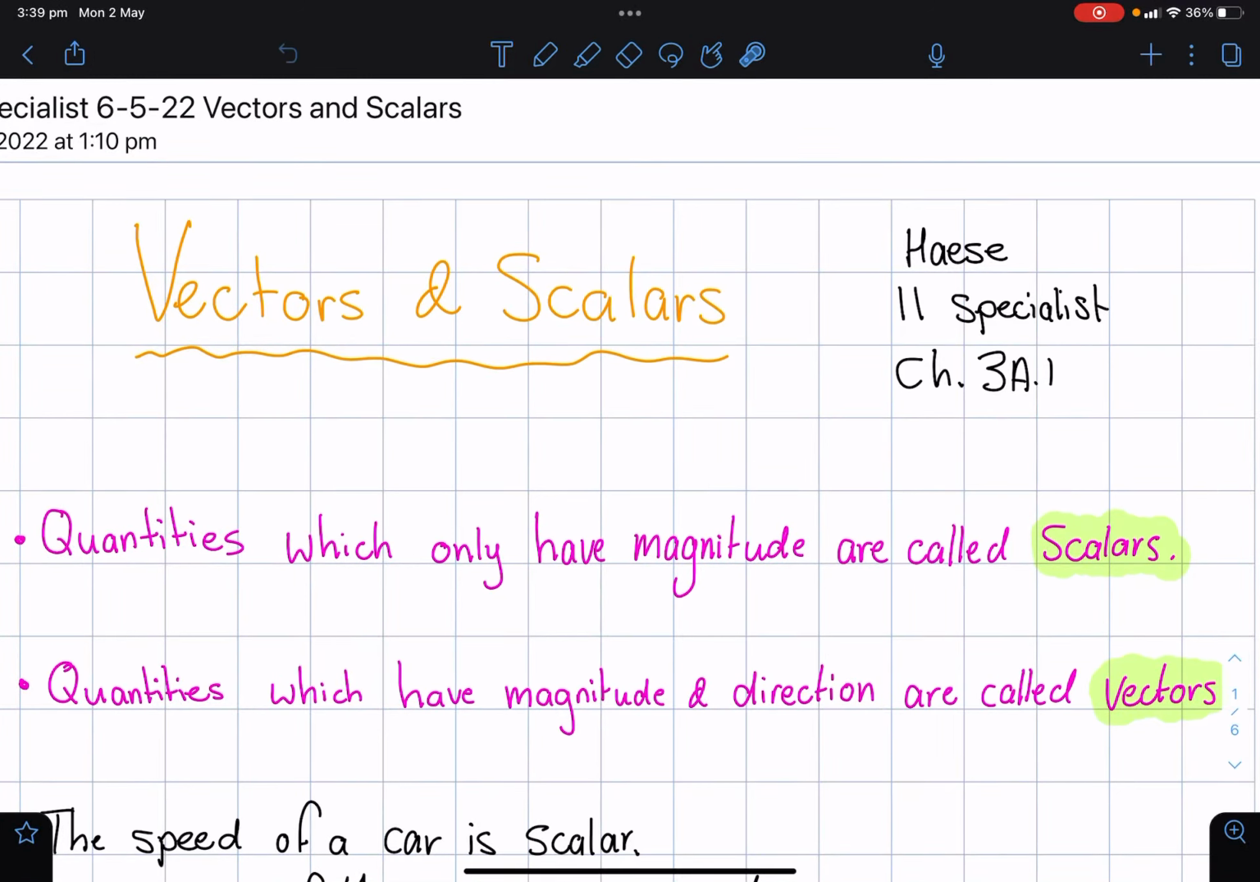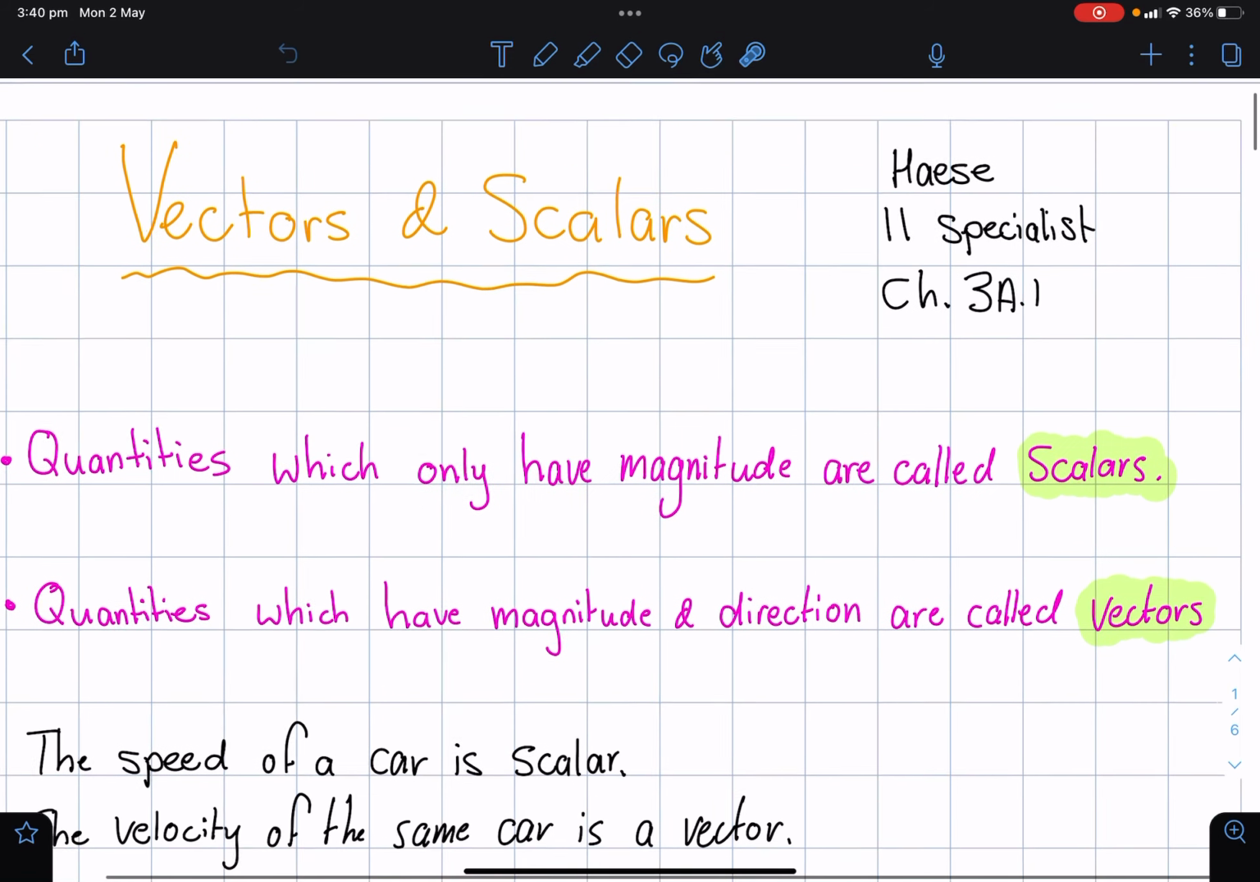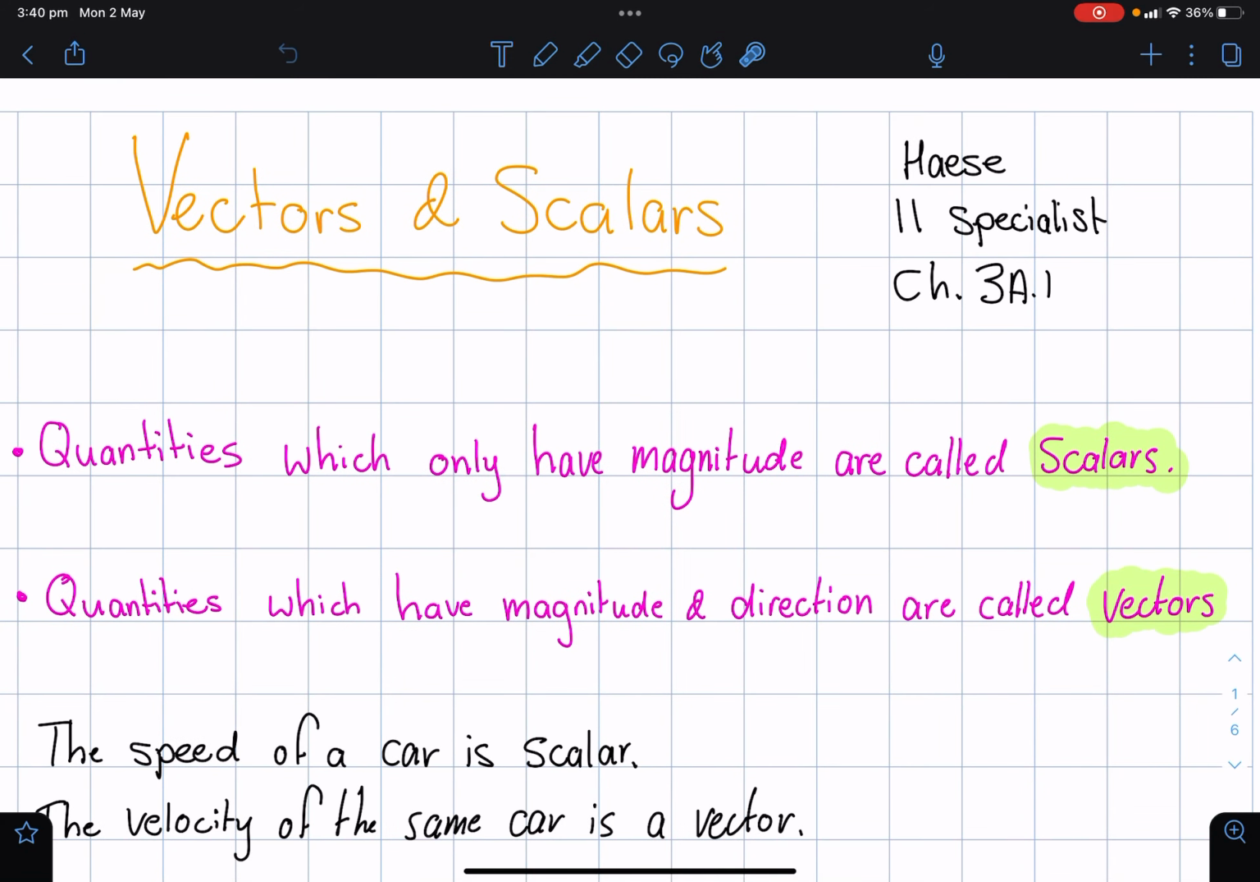So we're actually going to be starting a new topic today. We're going to start looking at vectors and scalars. We're starting by looking at chapter 3A.1 in the Haese 11 Specialist textbook, okay? Quantities which only have magnitude are what we call scalars, okay? Quantities which have magnitude and a direction are what we call vectors, all right? So they're our two starting definitions.